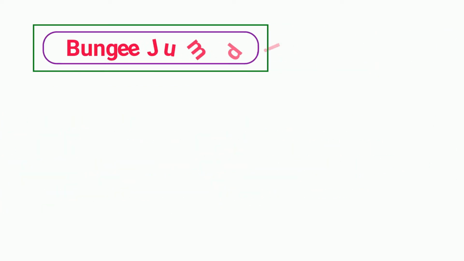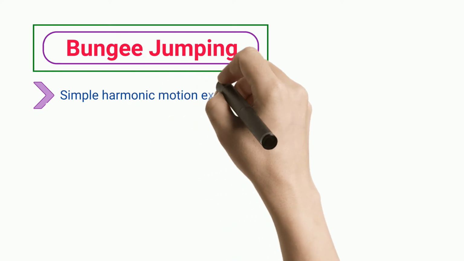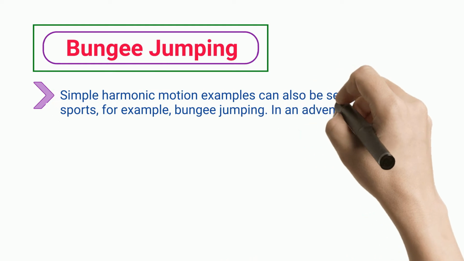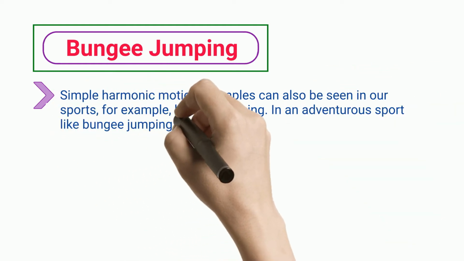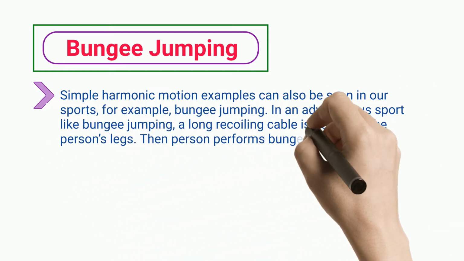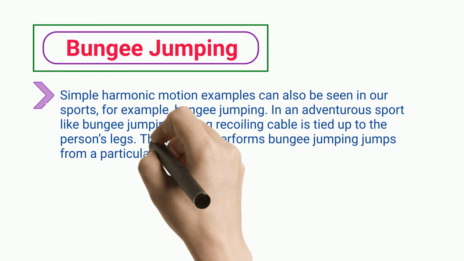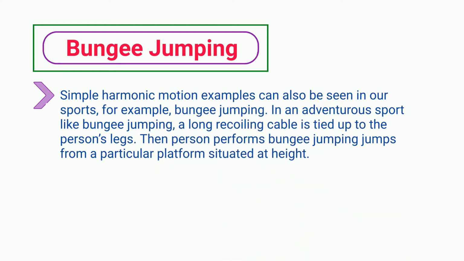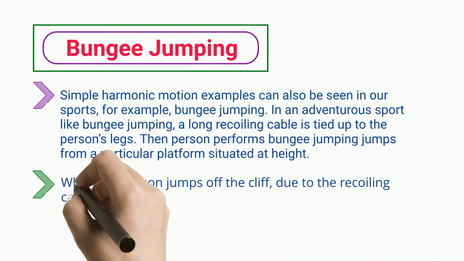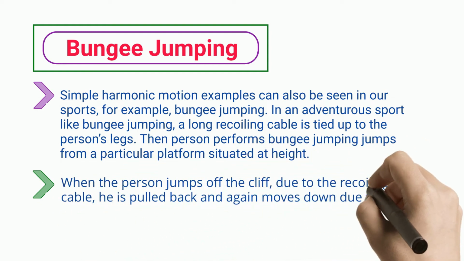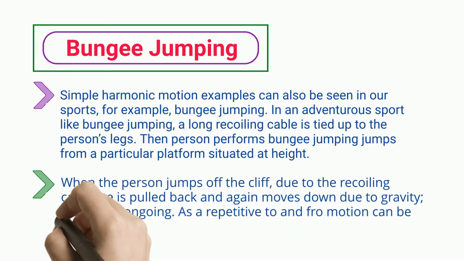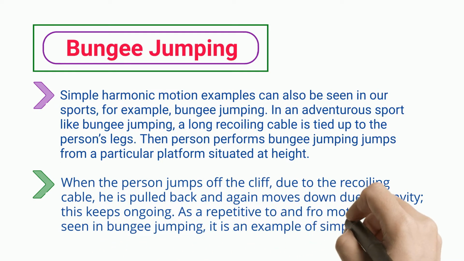Bungee jumping. Simple harmonic motion examples can also be seen in sports, for example, bungee jumping. In an adventurous sport like bungee jumping, a long recoiling cable is tied to the person's legs. Then the person jumps from a particular platform situated at height. When the person jumps off the cliff, due to the recoiling cable, he is pulled back and again moves down due to gravity. This keeps on going. As a repetitive to and fro motion can be seen in bungee jumping, it is an example of simple harmonic motion.